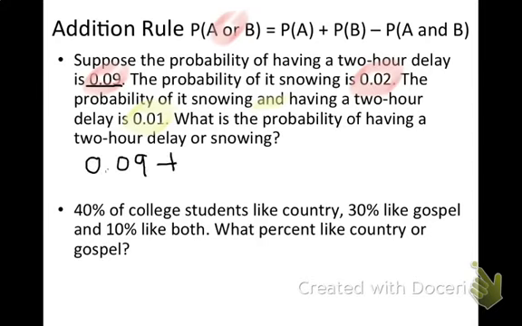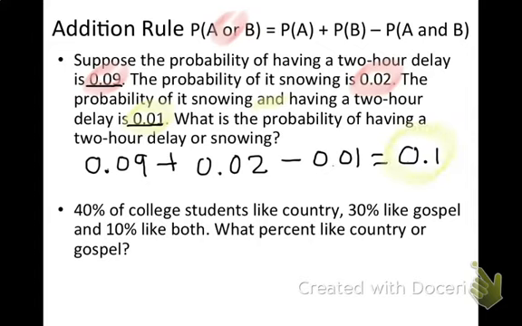And then we're going to add it to the probability of the second one by itself, which is 0.02. And then we're going to subtract the probability of them both happening, which is denoted right here. So we're going to subtract 0.01 from it. So when we do all that, we get 0.1. So that is our final answer.